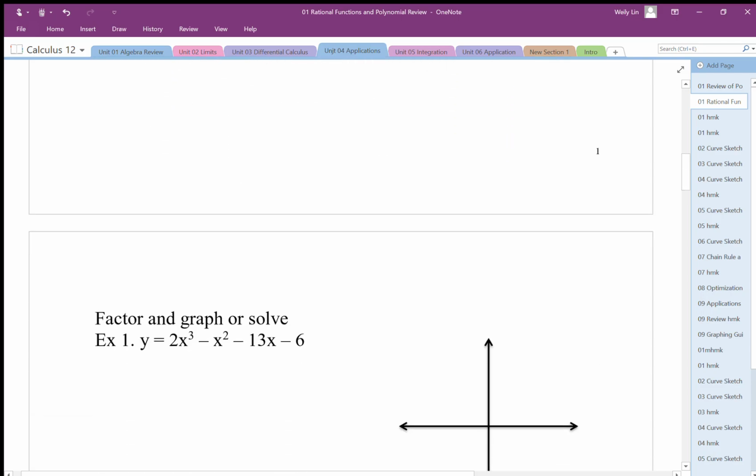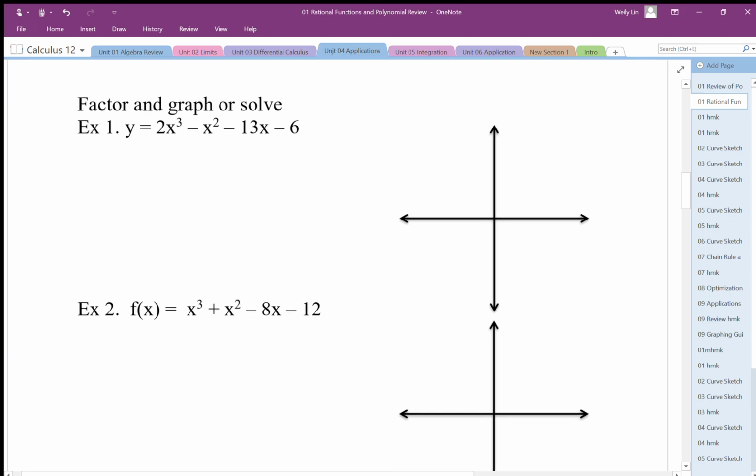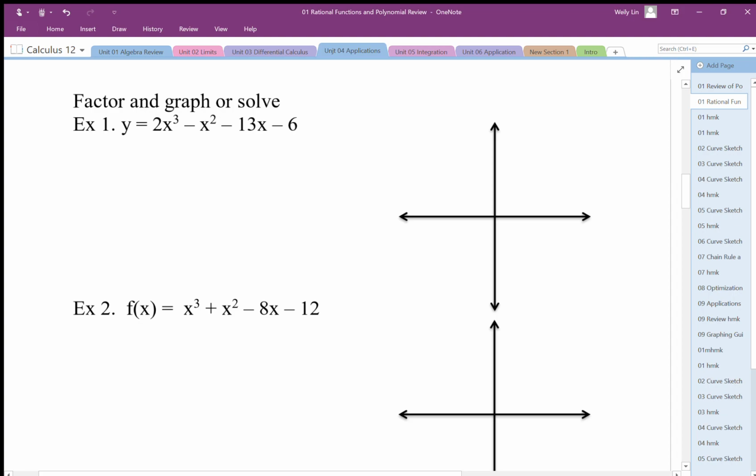So looking at these polynomial functions, we can graph this. In this case we're going to graph this by factoring. The first thing we want to do is break this down by division. So we need to break it into its polynomial factor parts.